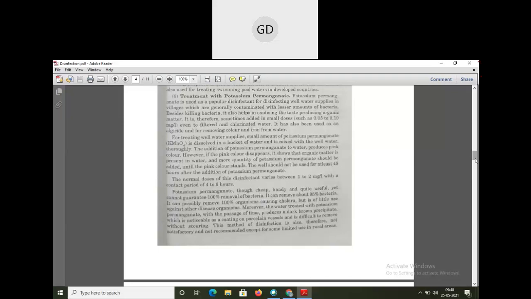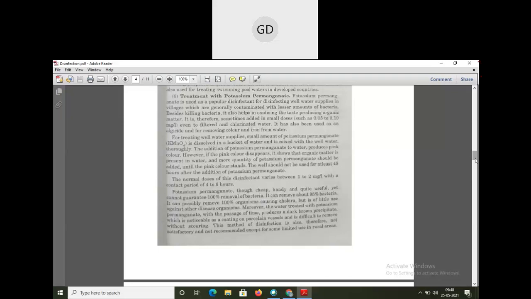Okay, and when you do the potassium permanganate treatment, you should not use the well water for at least, you can say, 48 hours. And what is the normal dose of potassium permanganate that you use? It is 1 to 2 milligram per liter with a contact period of 4 to 6 hours.